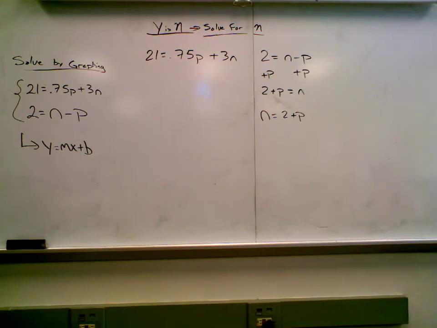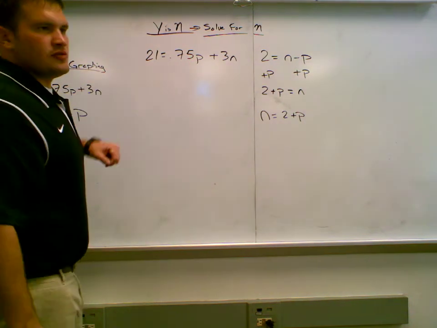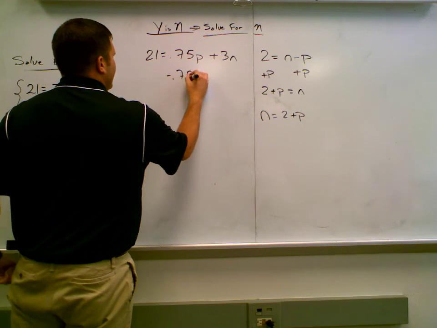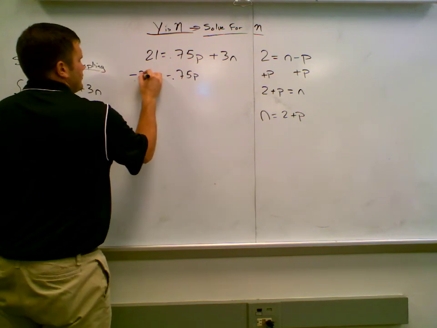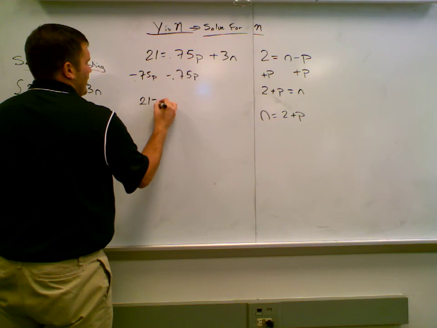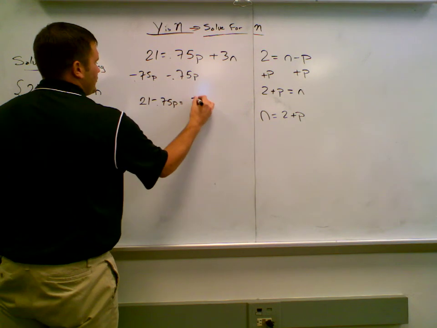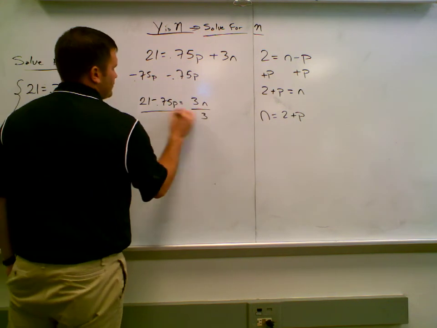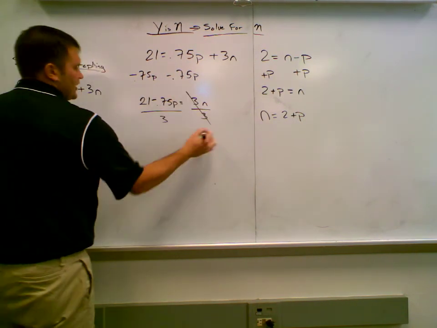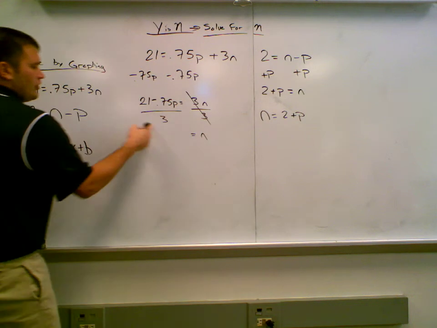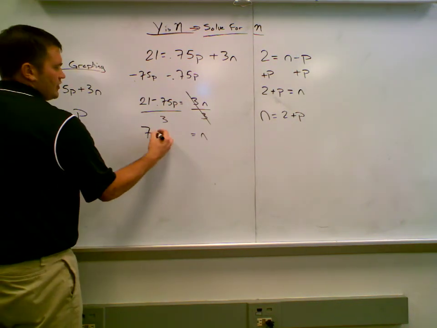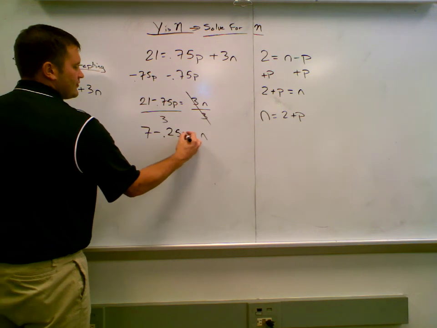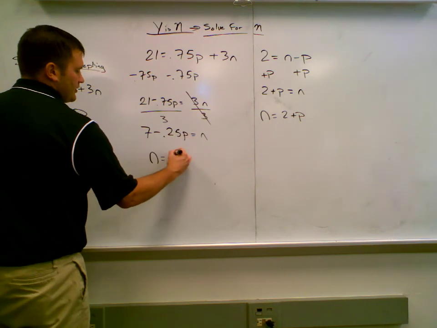Now how do I solve this one for n? Good, nice job, Bruno. Subtract 0.75p. So 21 minus 0.75p equals 3n, right? Divide by 3. Okay, so these 3's cancel, and we just end up with n. 21 divided by 3 is 7. 0.75 divided by 3 is 0.25. Okay, we probably want to write it like this.